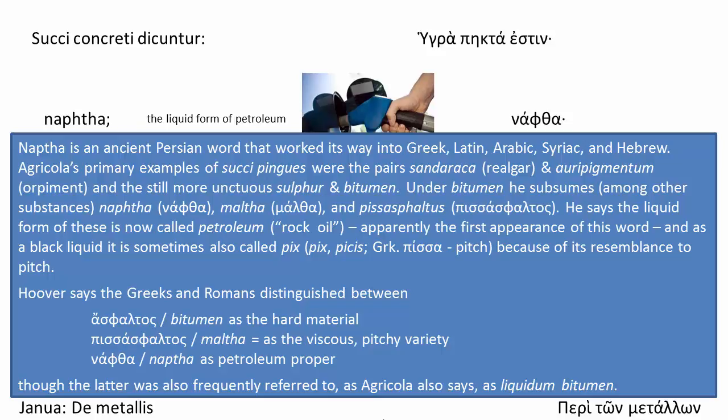He says the liquid form of these is now called petroleum, which means rock oil, apparently the first appearance of this word. And as a black liquid, he says it is sometimes also called pix because of its resemblance to pitch. Herbert Hoover says the Greeks and Romans distinguished between asphaltos, bitumen, as the hard material, pisasphaltos, malta, as the viscous, pitchy variety, and naphtha as petroleum proper, though the latter was also frequently referred to as liquidum bitumen.